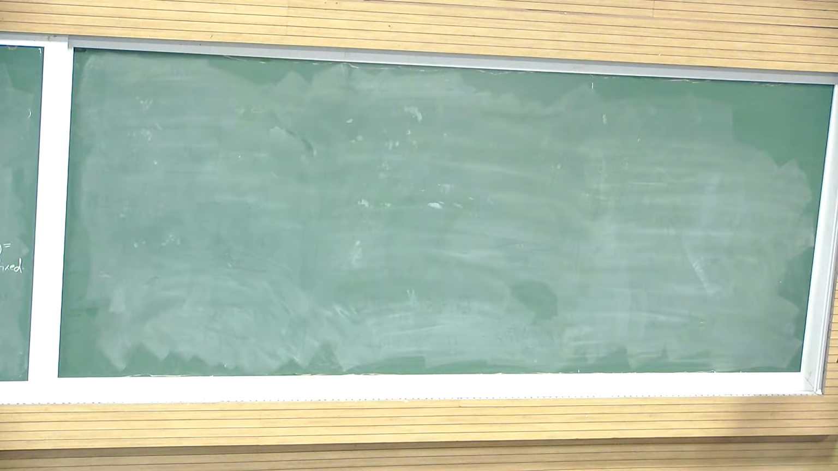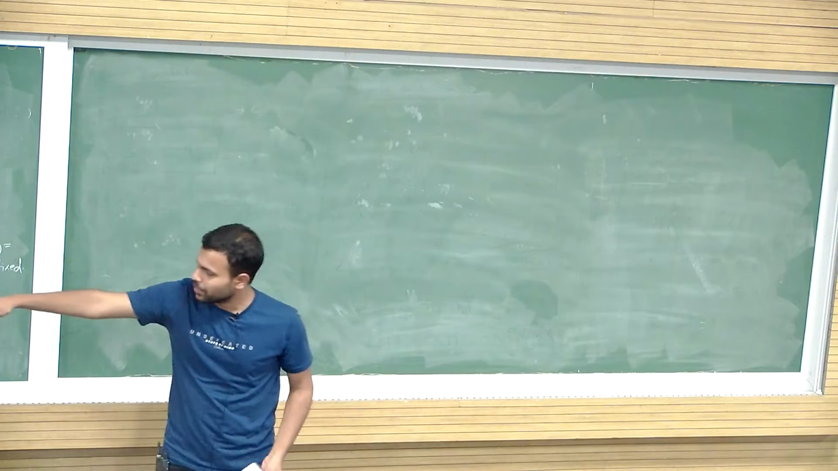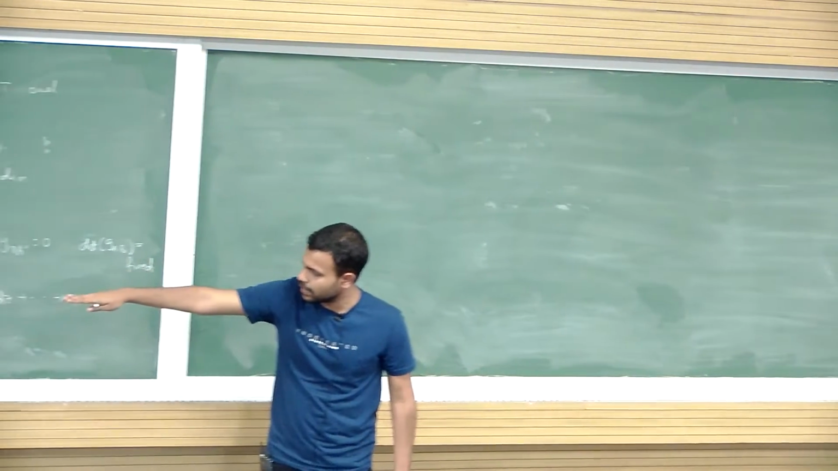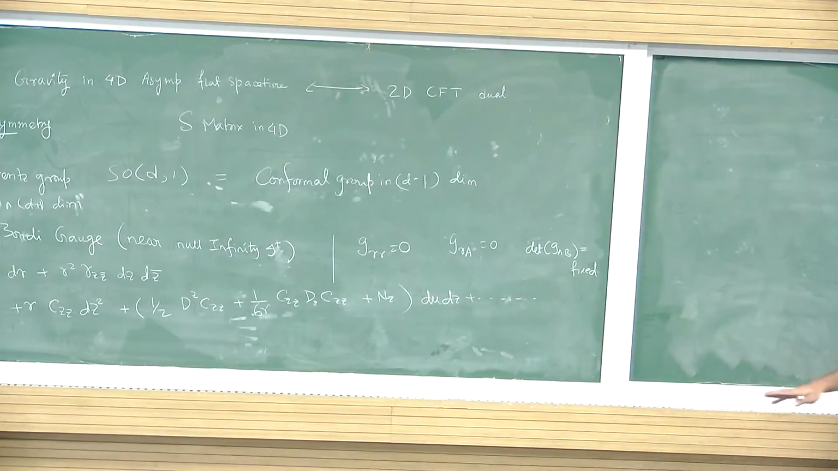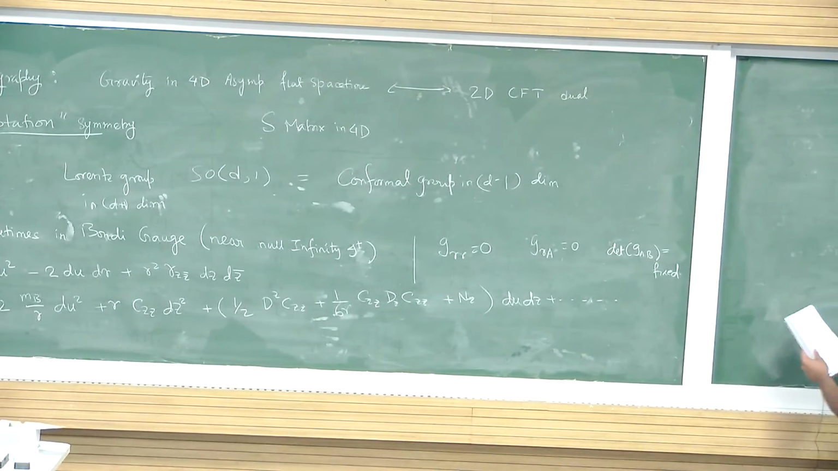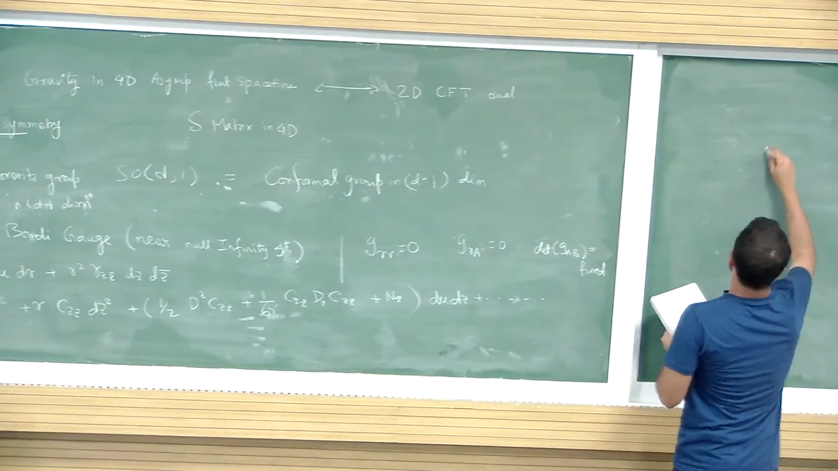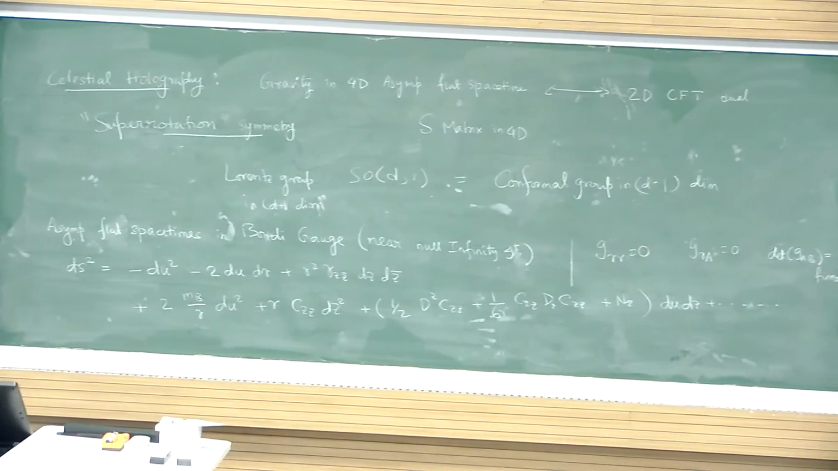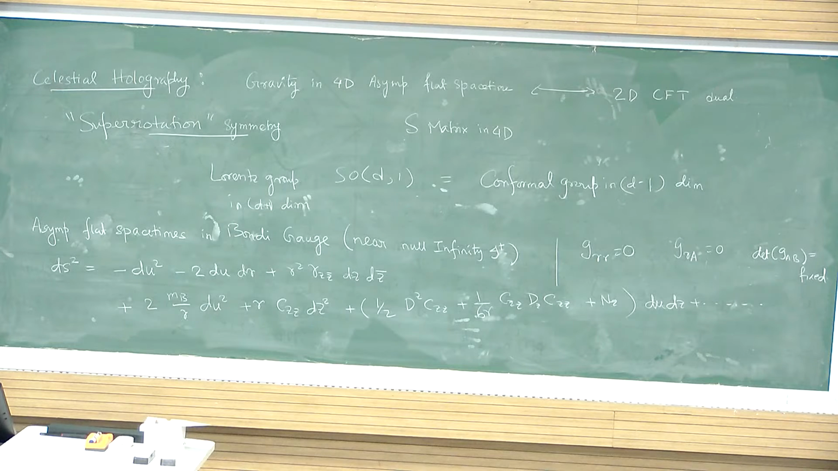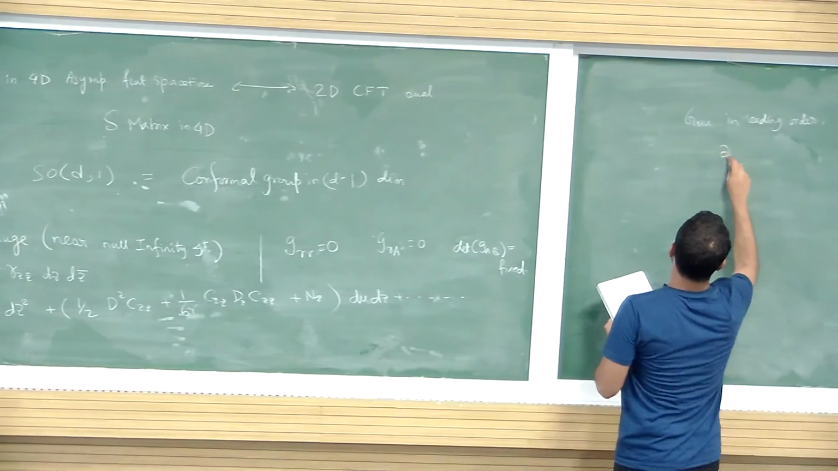When you expand, you get these fields, and generically they are functions of u, z, and z bar. For instance, if you apply Einstein's equations and expand, say, G_uu at leading order using this ansatz, you will get a relation of this sort.